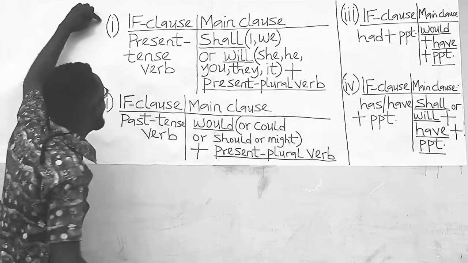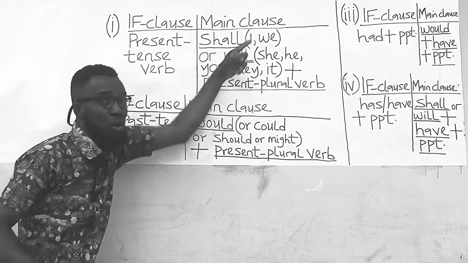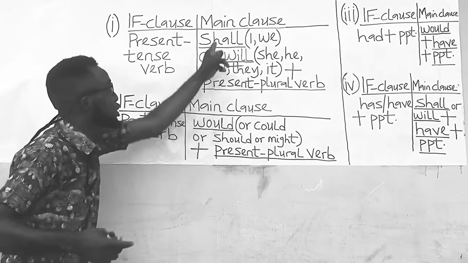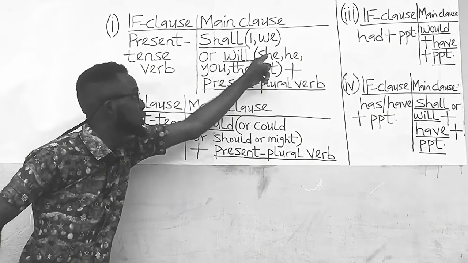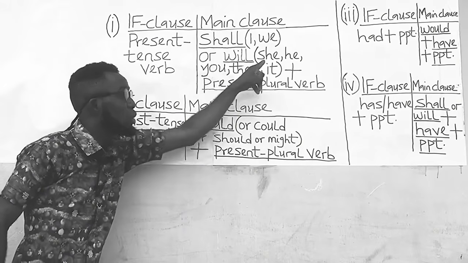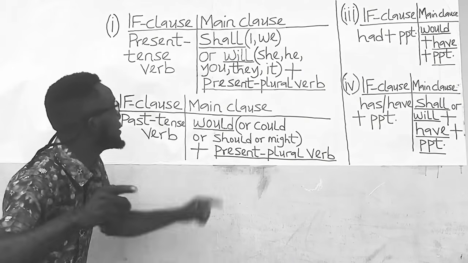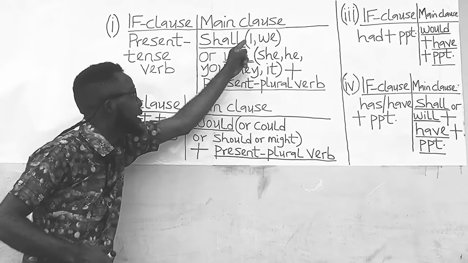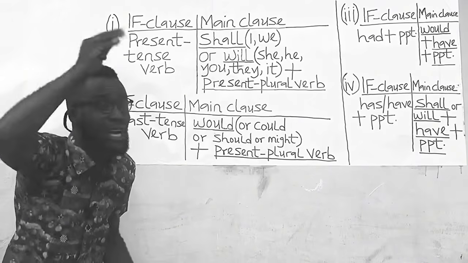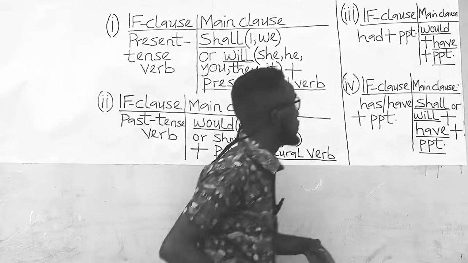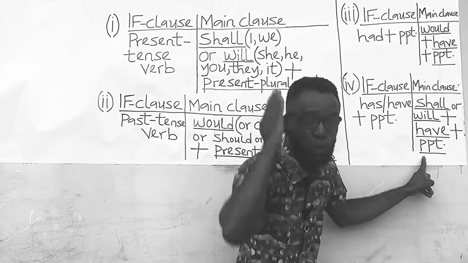I told you in Roman figure 1 that if what begins the main clause is the pronoun I or the pronoun we, then use shall. But if what begins the main clause is the pronoun she, he, you, they, or it, then use will. However, if what begins the main clause is I or we, and you cannot find shall in the options, then you can settle for will. You just come and follow it up with have and then a past participle verb, PPT for short.